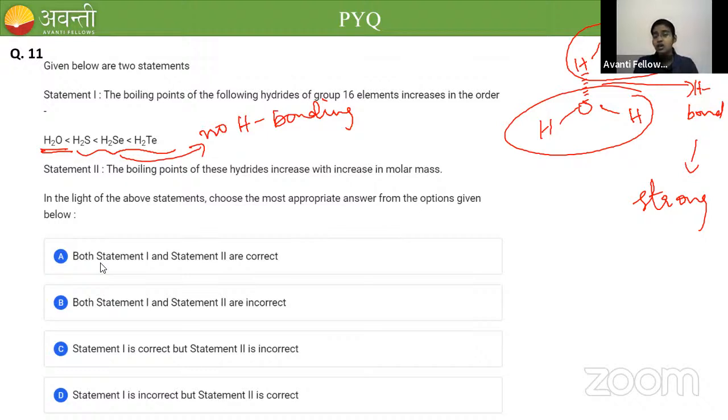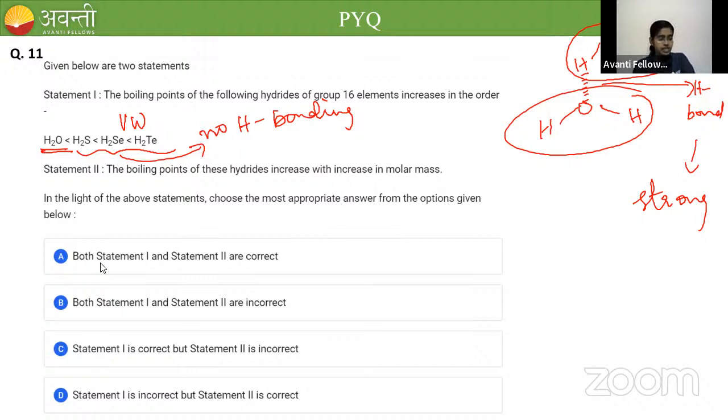That interaction is called van der Waals interaction. These compounds have van der Waals interaction. But as I have already told you, van der Waals interaction is one of the very weakest interactions among all. When you compare the two, hydrogen bonding is stronger than van der Waals. So the compound which can form hydrogen bonding will have the highest boiling point. So the given order is incorrect. The actual order should have H2O with the highest value. So statement 1 is incorrect.